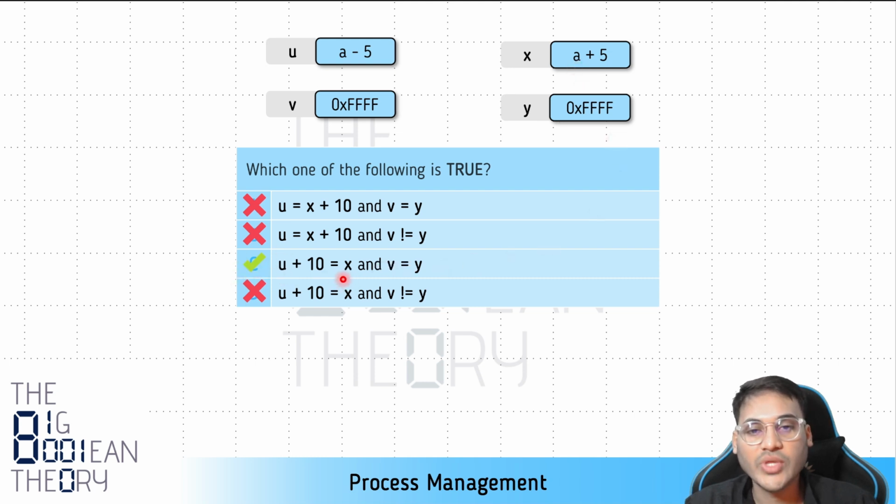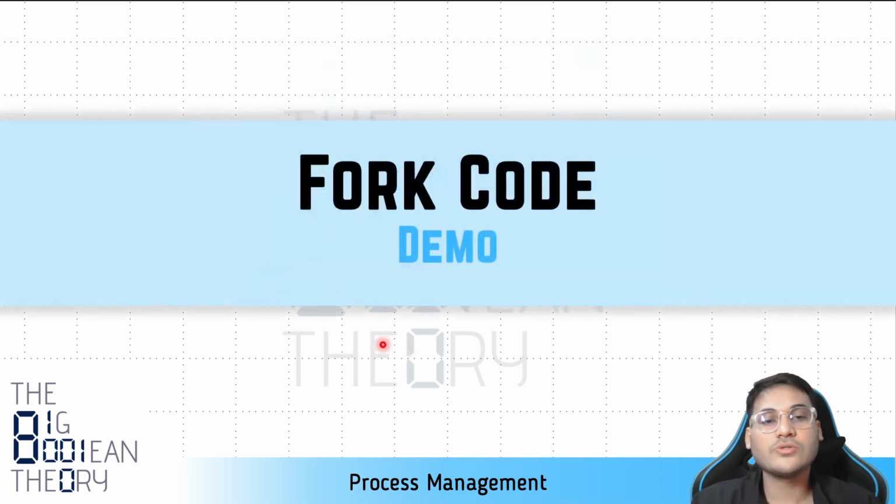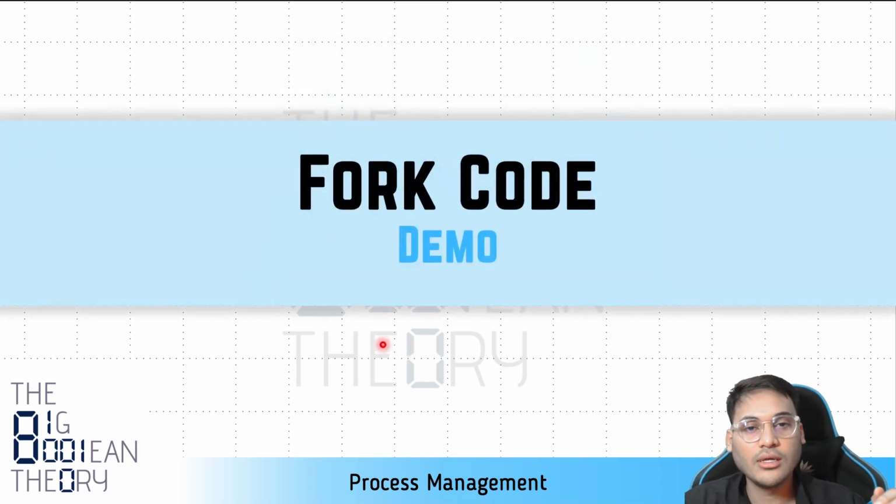That is, u plus 10 is equal to x and v is equal to y, right? So we have figured out the relationship between u, v, x, and y. So what I will do, I will also show the actual code. I will show what the values are when we execute the actual code. That will give us more clarity.